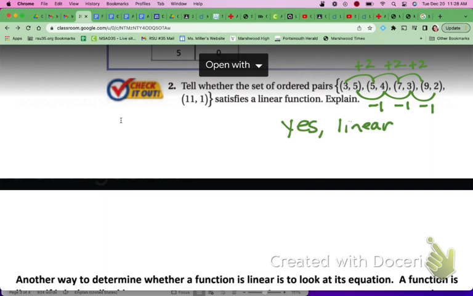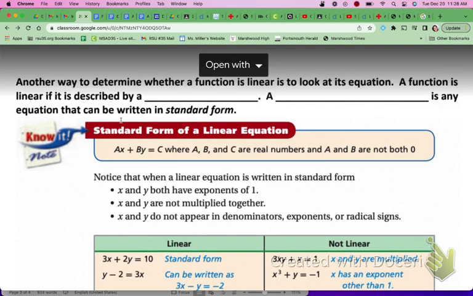Okay, so given a graph, can you decide whether it's linear or not? Given a table of values, can you decide if it's linear or not? Is that what's different from the Desmos? All right, and then we have our linear equations.